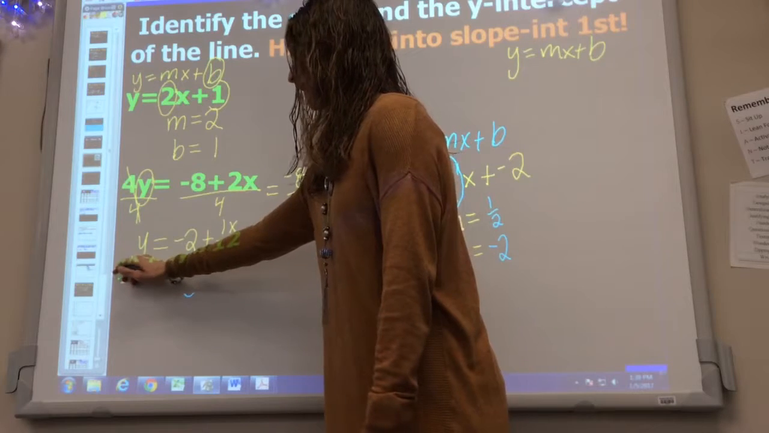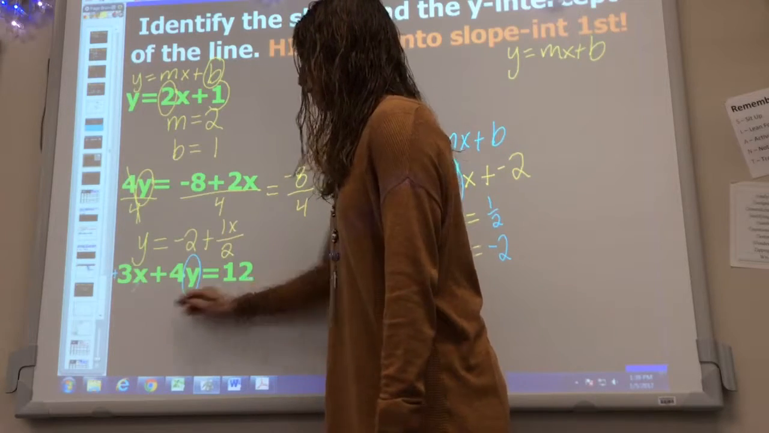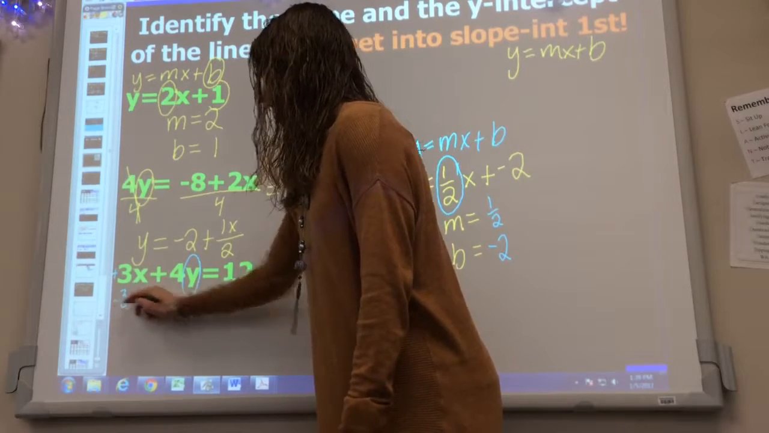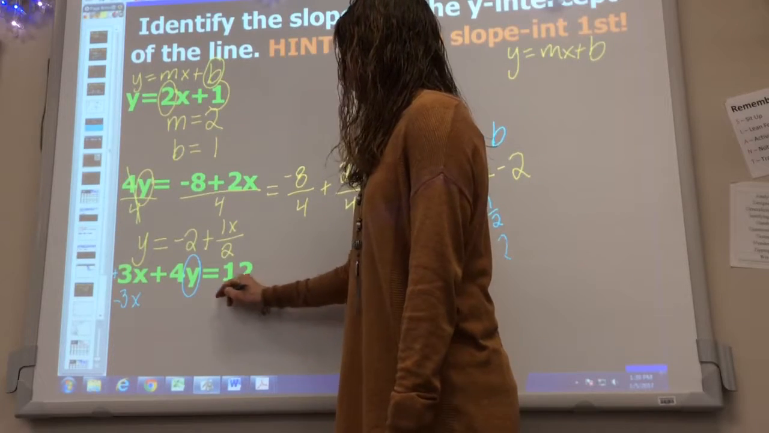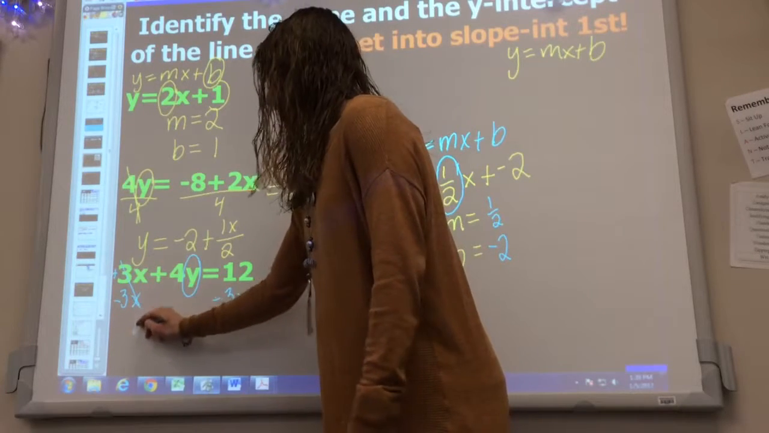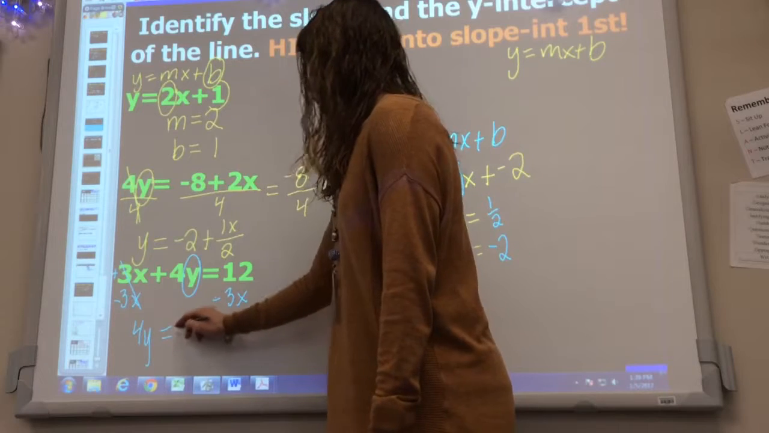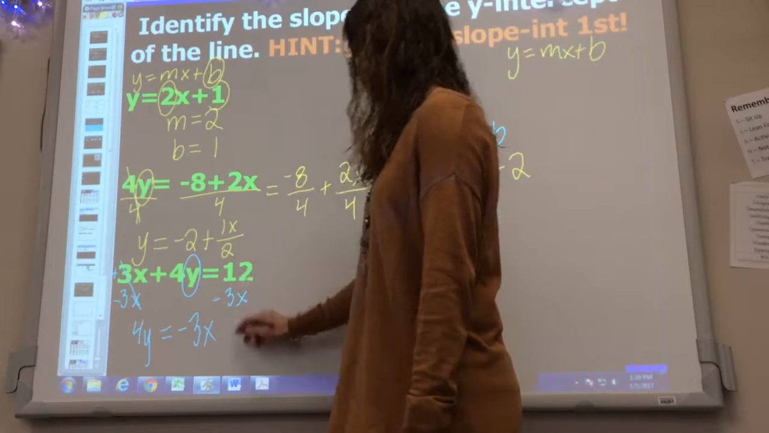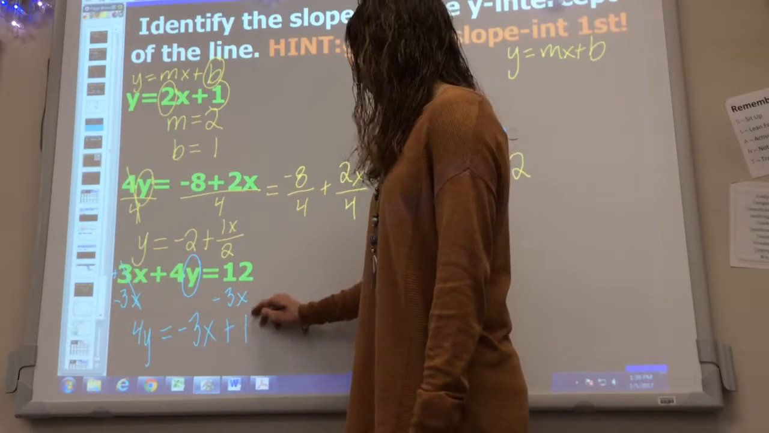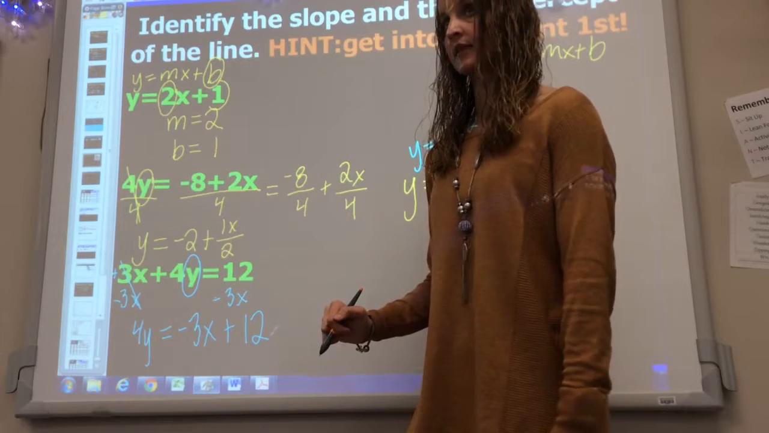So right now it's a positive. How do we move it over? Subtract. Yep. So we're going to subtract 3x from both sides. And once we do that, we get 4y equals negative 3x, then what? Plus 12. What's our next step?